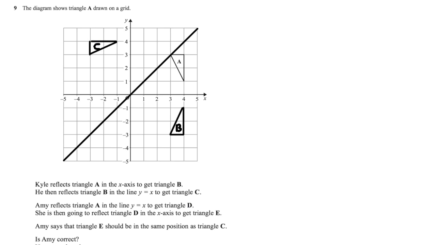Now it says Amy reflects triangle A in the line y equals x to get triangle D. So I'm going to reflect triangle A on the line y equals x to get triangle D. It says she is then going to reflect triangle D in the x-axis to get triangle E. So I'm going to reflect triangle D on the x-axis to get triangle E.